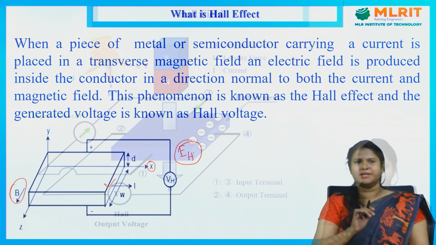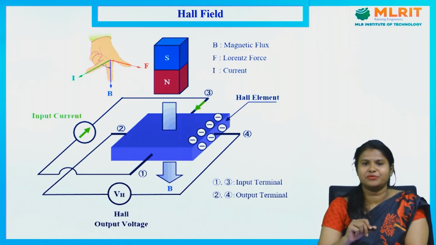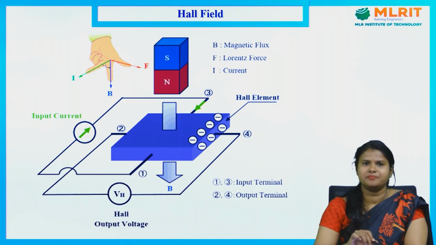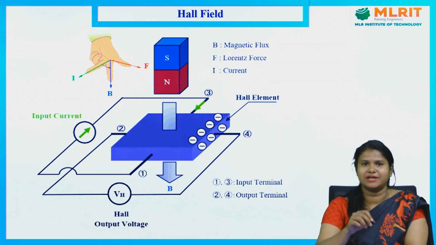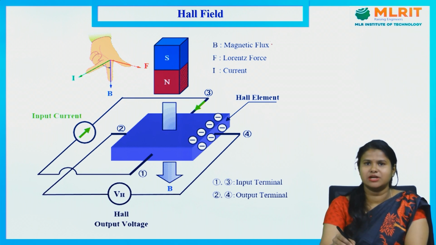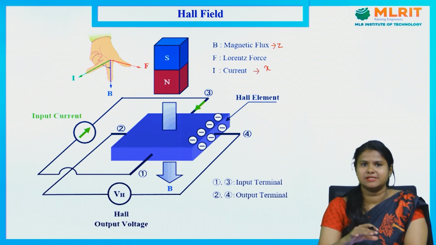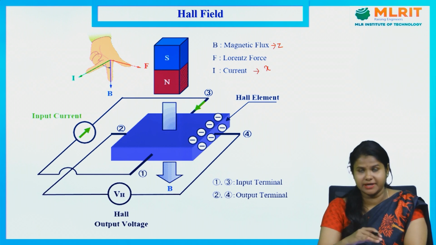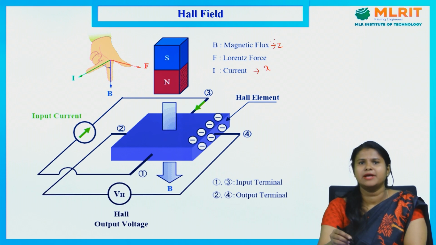Let's go into details. Here we are considering one current carrying slab which is placed inside a magnetic field. The magnetic field is along the z-axis and the current is flowing along the x-axis. Whenever we consider electrons inside this metal or semiconductor, as that electron is subjected to an external magnetic field along the z-axis, some force will act on the electron. That force is known as the Lorentz force.